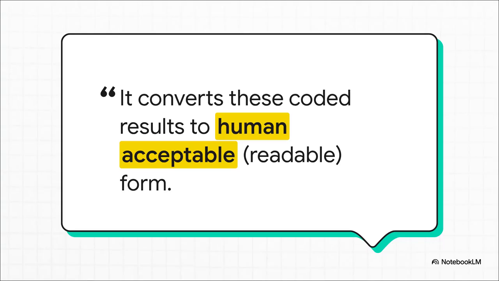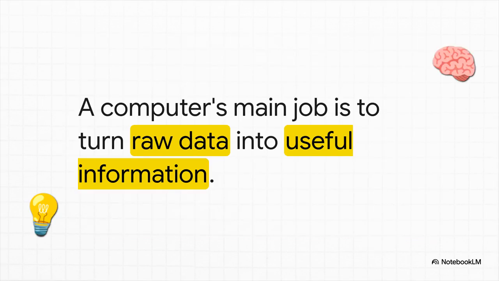This quote from the source material just nails it. It converts these coded results to human-acceptable, readable form. That's the whole point, to take all that complex internal machine logic and make it something that we can actually look at, understand, and use. And that brings us to the most important takeaway of all. At the end of the day, a computer's main job is to turn raw data into useful information. It takes the messy, unstructured stuff we give it through the input unit, and it gives us back structured, meaningful information through the output unit.